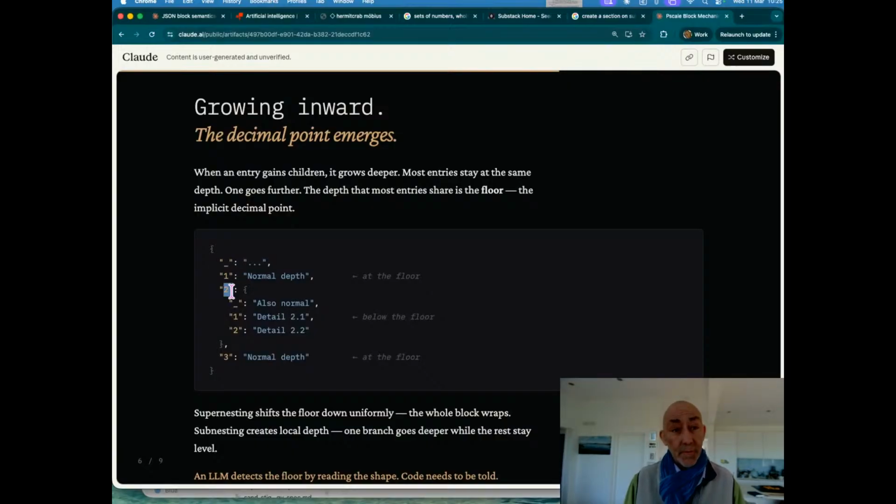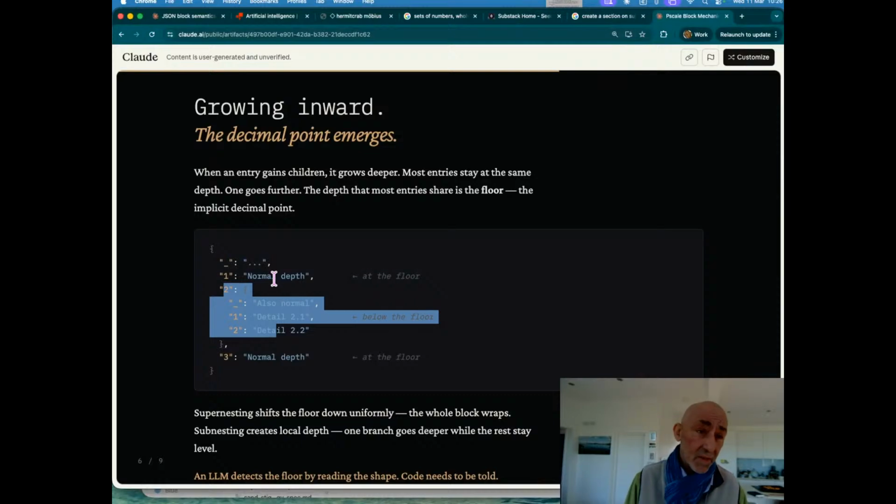But if this was a 2, I would put this side by side. I would put the 1 and the 2 and the 3, and then I'd say, right, let's say we want to grow that into more detail, and we put that on the side. So we have the 1 on the left, which is 1, normal depth, 2, normal depth, 3, normal depth, and then over here, we're going to put more detail. So it's growing, it says inwards.